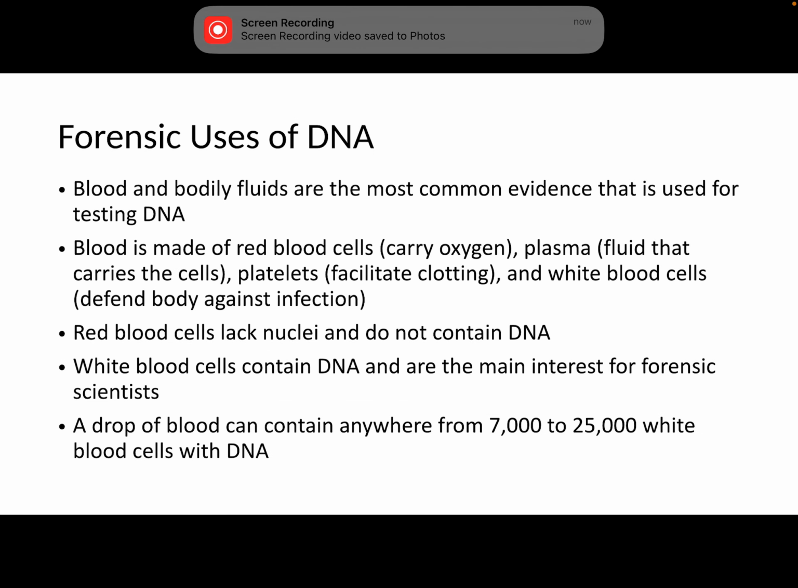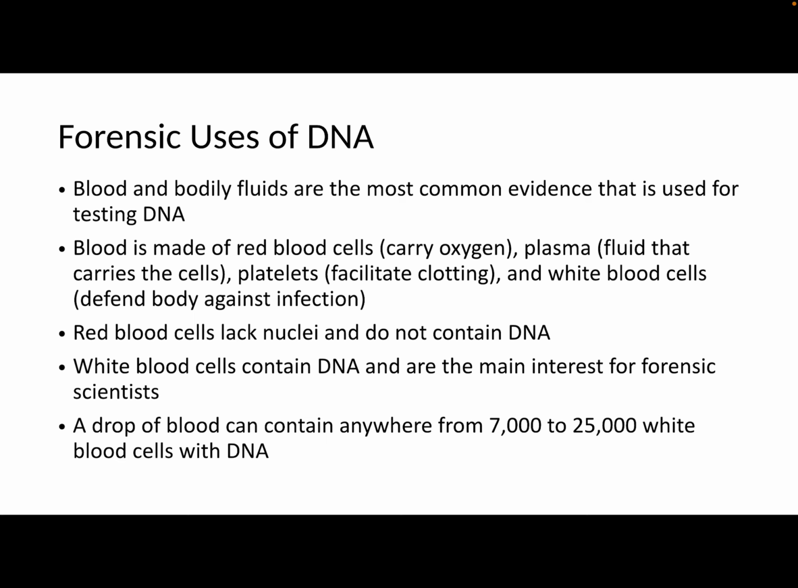All right, guys, so we're going to be looking at, in terms of forensics, how we analyze DNA and information that we can get from DNA. Blood and bodily fluids are the most common evidence that get used for testing DNA. Like I said, this might be blood, but it could also be saliva, it could be urine, it could be someone blew their nose in a tissue, so it could be from snot, it could be from semen, other things like that. Where we're looking at the blood, remember blood has 4 different parts.